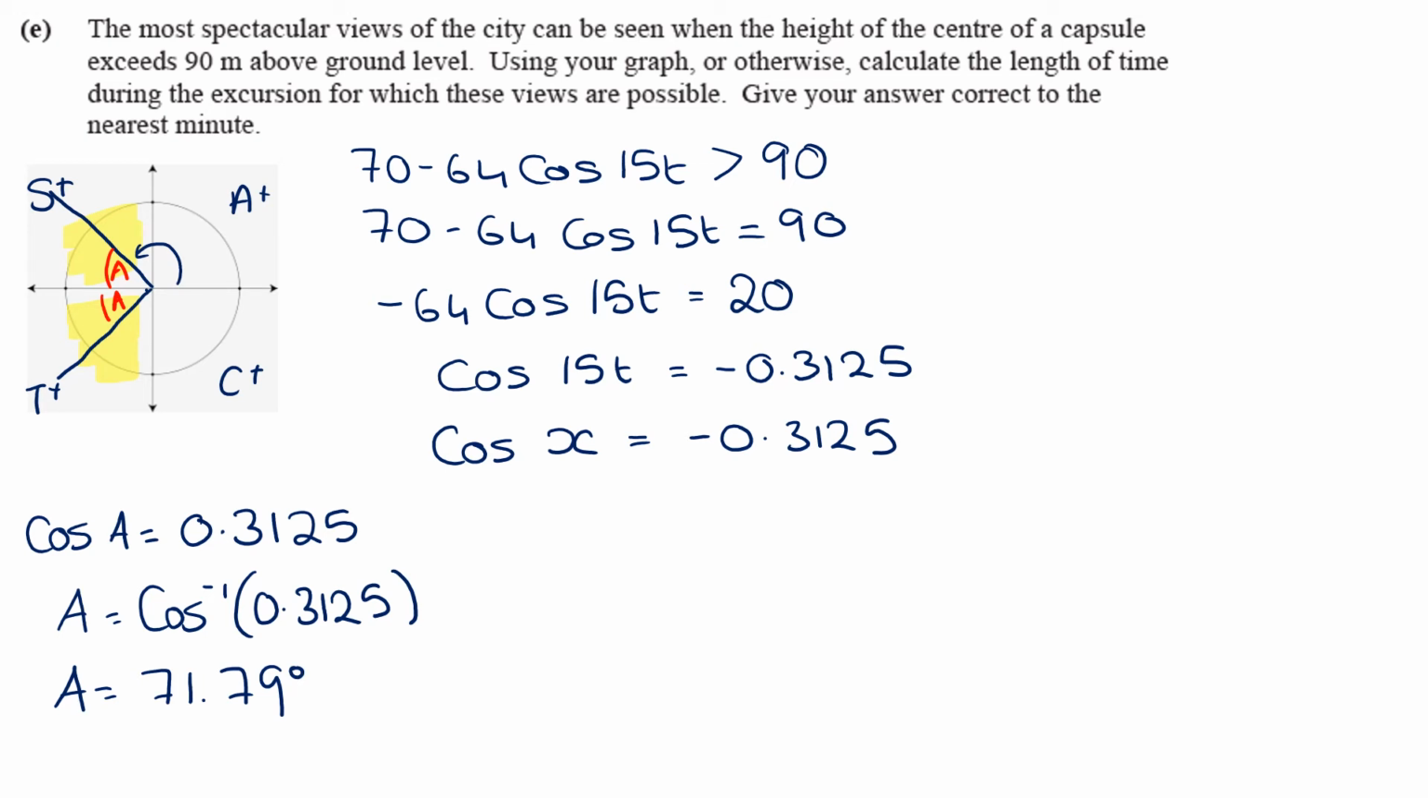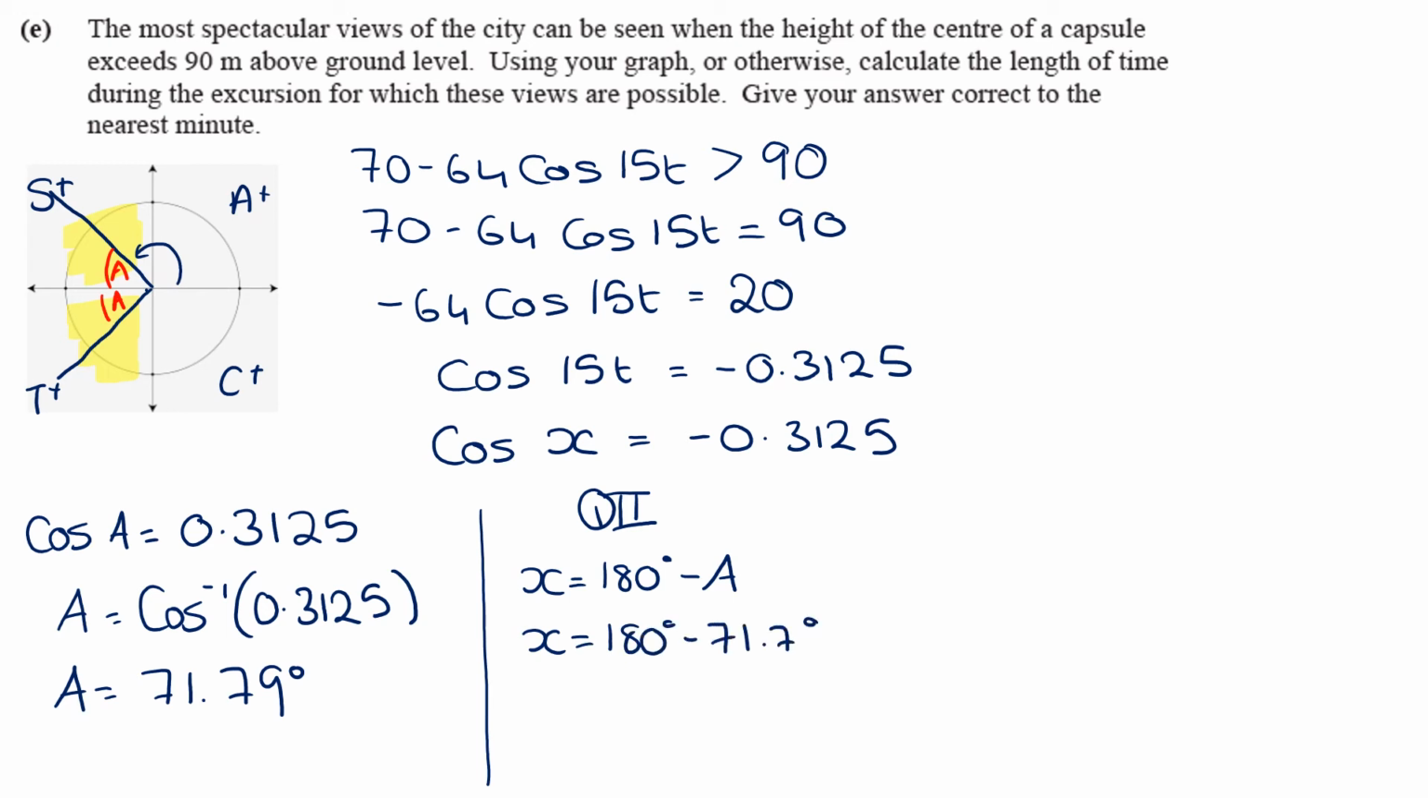We want this correct to the nearest minute, which will be the whole number. So 2 decimal places is sufficient. So now that I have A, let's look at quadrant 2 first. In quadrant 2, we are looking at the angle that adds to A to make 180 degrees. So X will be 180 degrees, take away A. So X in this case is 180 degrees, take away 71.79 degrees.